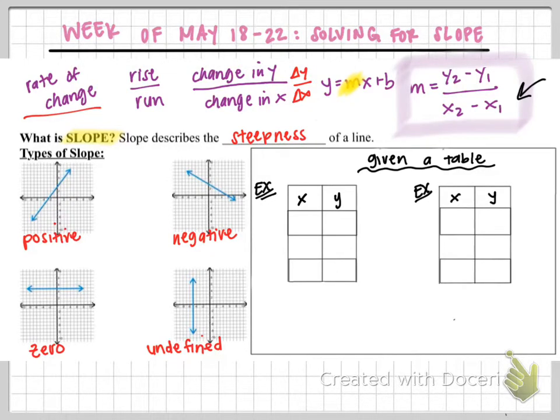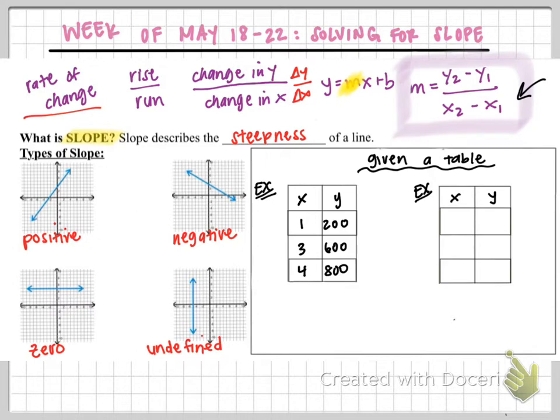So now you guys know how to solve for the slope when given 2 points. The second scenario is when you are given a table instead. So for the first example, let's say you had a table, an x and y column, and the first numbers you have for your x column are 1, 3, and 4. And then for your y column, let's say you have 200, 600, and 800.